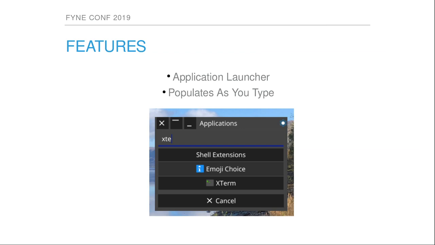And it matches on more than just the name of the application. It matches on descriptions. It matches on exec paths, that kind of thing. If there's any part of the application that matches what you're typing, it will populate here. And you can then click to open those applications. So really neat feature.